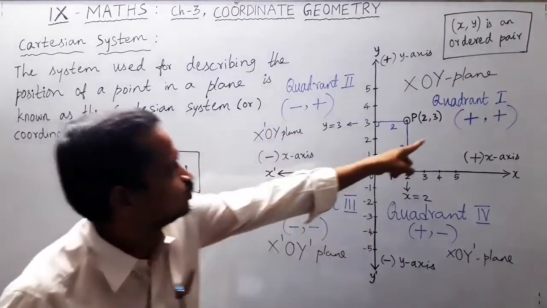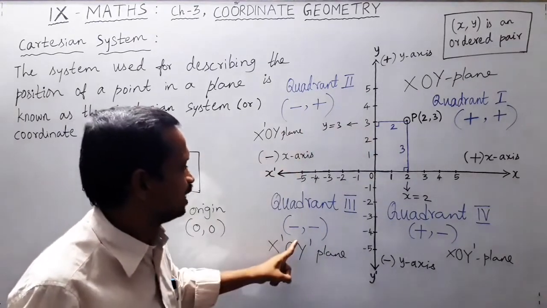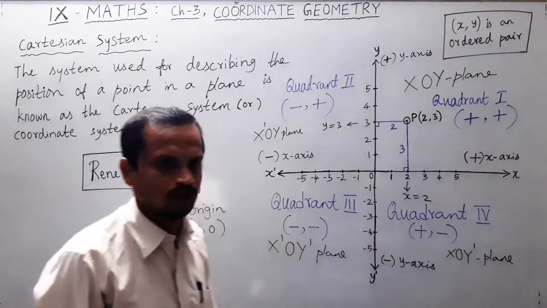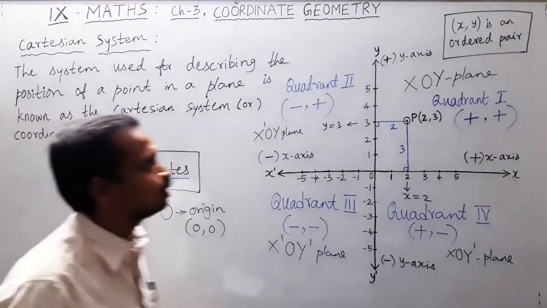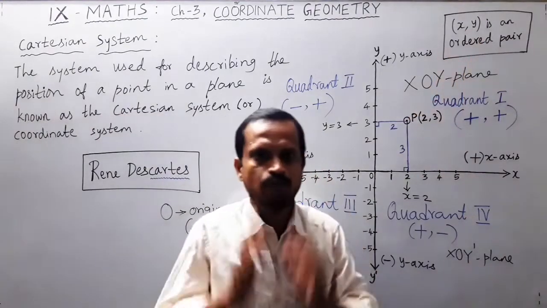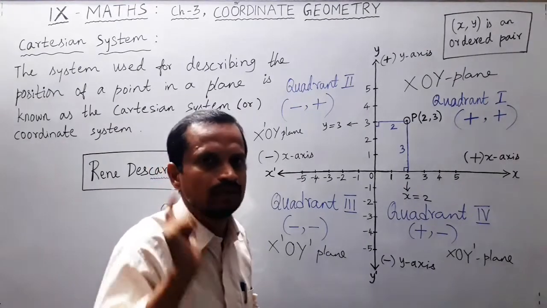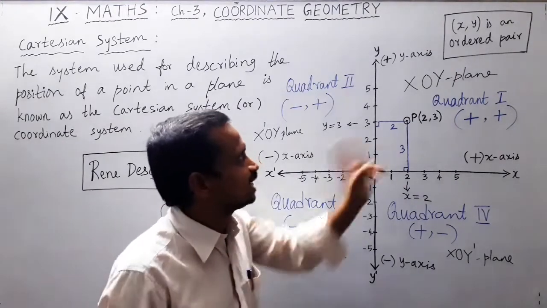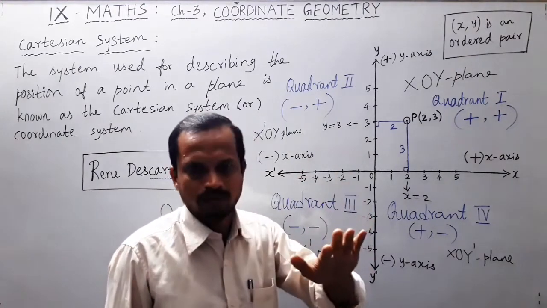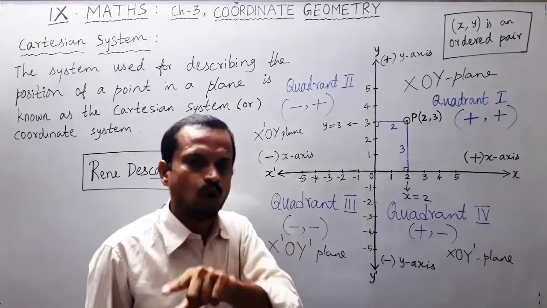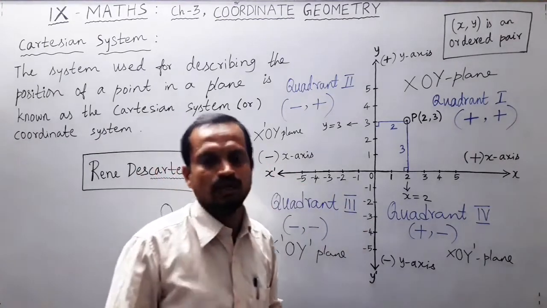Okay. So plus, minus, minus, plus, minus. You should remember x comma y is an ordered pair. Ordered pair means what? A pair in an order. That is called an ordered pair. So x is first and then y. You should separate by a comma, x comma y, in brackets. That is very important.